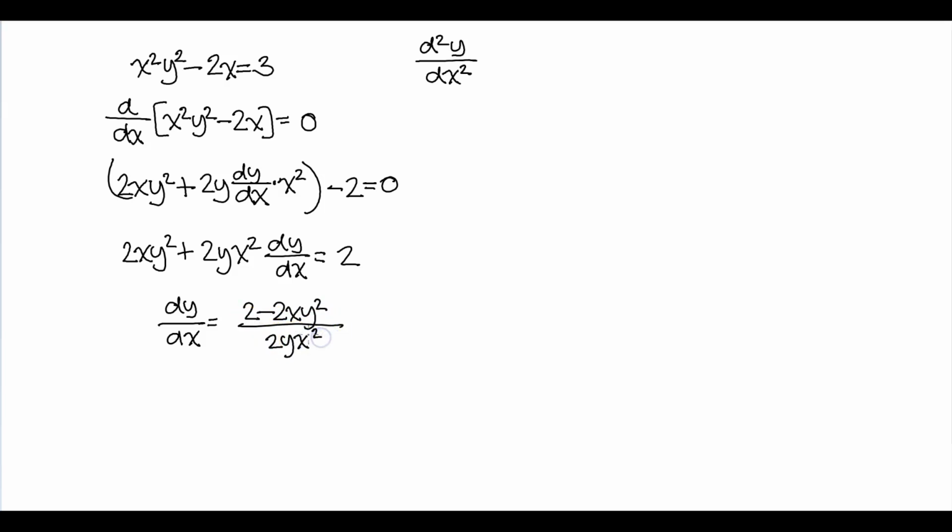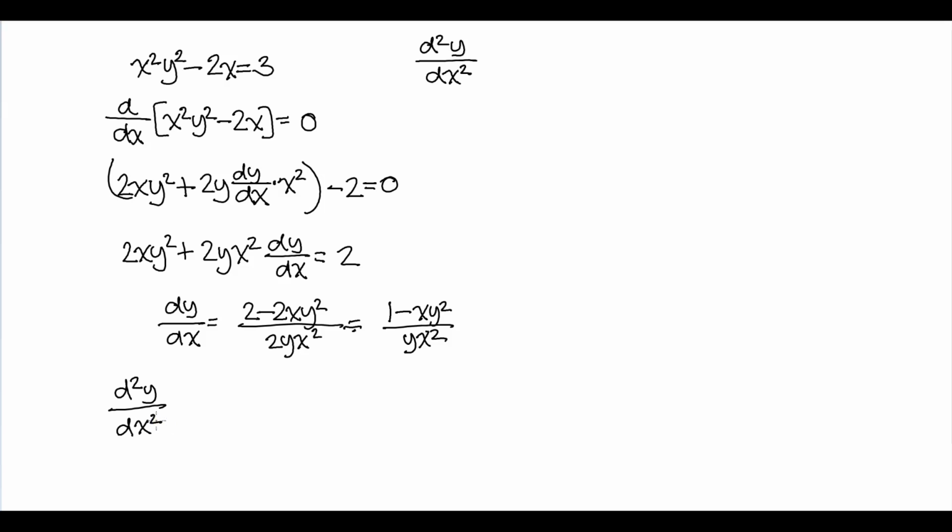And we're going to simplify it, since it will make things a lot easier for what we're going to do next. We're going to take out all the 2's. We have 1 minus xy squared over yx squared. We just simply factored out a 2 and took out the 2 from the denominator by cancellation. Okay? So, what about d squared y over dx squared?